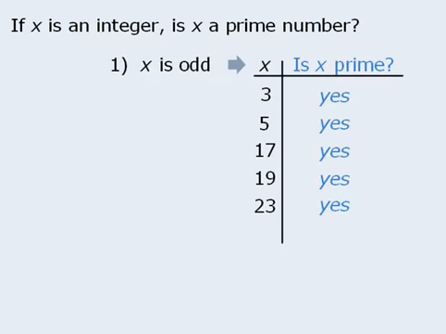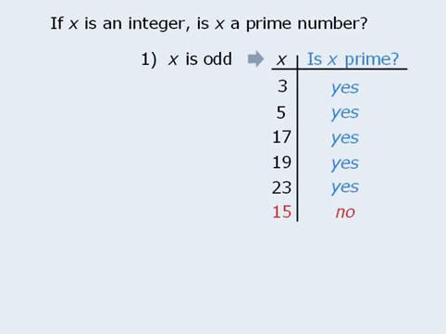However, in this example, I have done a poor job selecting possible values for x. Now, if I had chosen 15 as a possible value for x, then the answer to the target question would have been no, 15 is not prime, in which case we would be able to conclude with absolute certainty that statement 1 is not sufficient. So as you have seen, the table method is useful when we suspect that a statement may be insufficient. More importantly, the table method will only yield conclusive results if we are able to choose numbers that yield different answers to the target question.